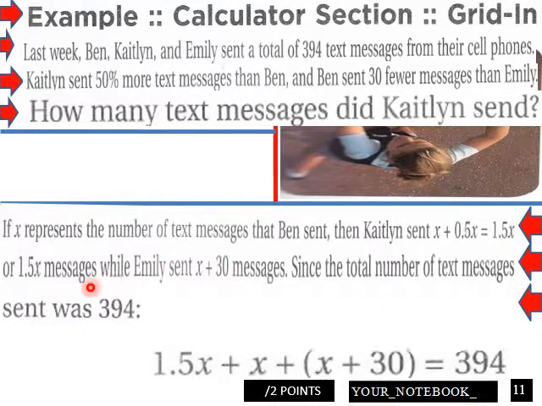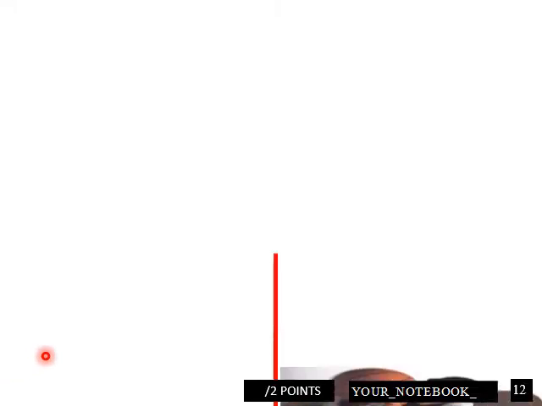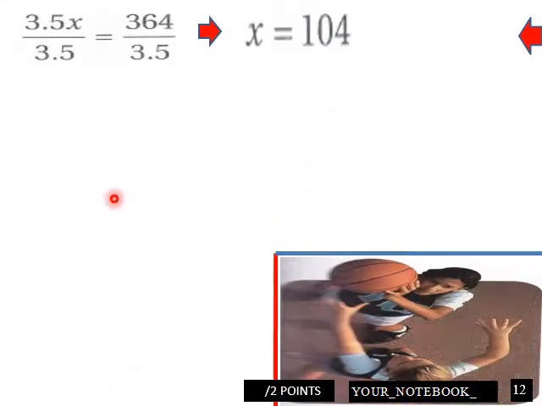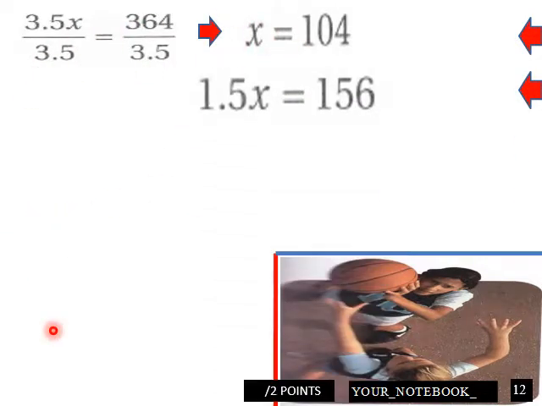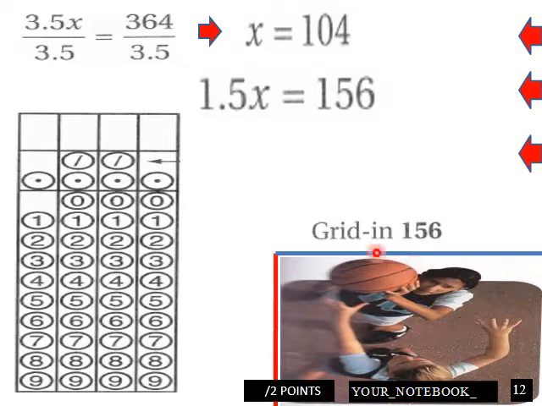So the total amount was 394. 1.5x plus 30 equals 394. That way we can solve. We set a proportion here and do a cross multiplication, and we come up with x equals 104. So 1.5x equals 156. Grid in 156 here.